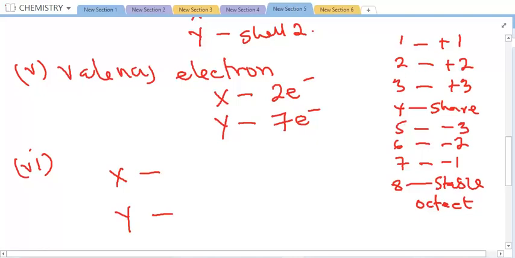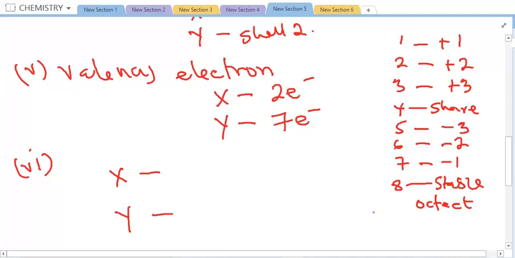The one that has 1 is ready to lose 1, forming plus 1. The one that has 2 is ready to lose 2, forming plus 2. The one that has 3 is ready to lose 3, forming plus 3. The one that has 4 is not ready to lose, neither is it ready to gain. It's only ready to what? To share, only ready to share. The one that has 5 is ready to gain 3, minus 3. The one that has 6 is ready to gain 2, minus 2. The one that has 7 is ready to gain 1, minus 1.